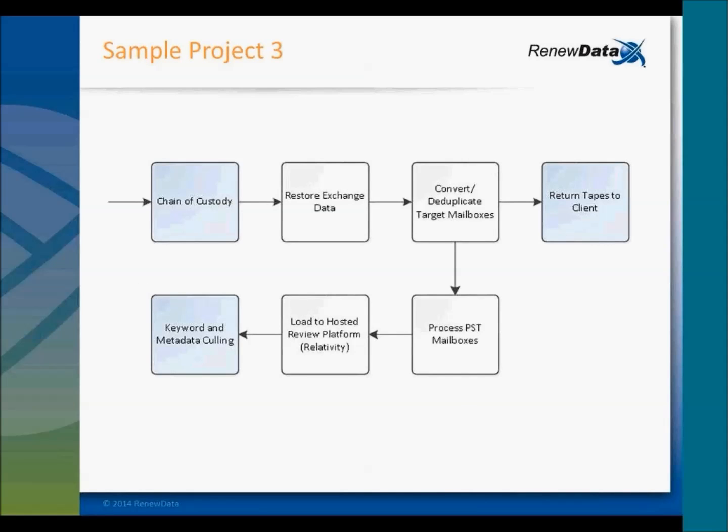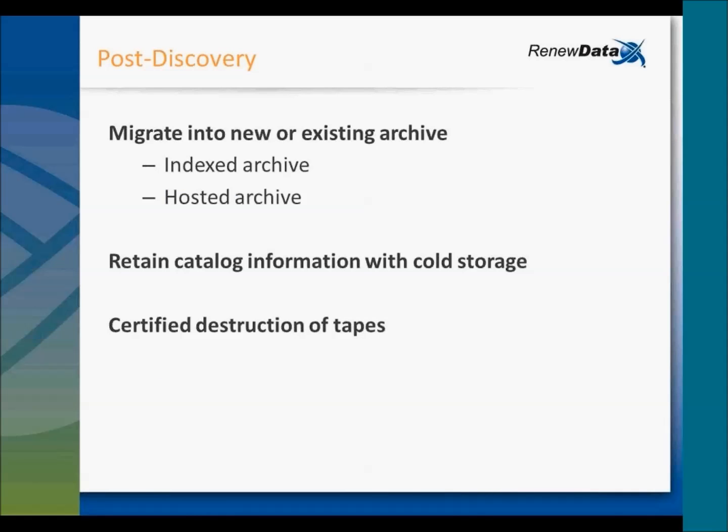I'm going to skip over this because it's very similar to the other projects, but very simply: chain of custody, restoring Exchange data, converting the target mailboxes, targeting the user shares, and then deduping that and returning it to the client. Very straightforward, very easy project. It just shows what good information governance can do.